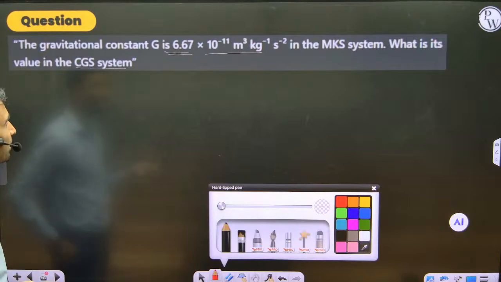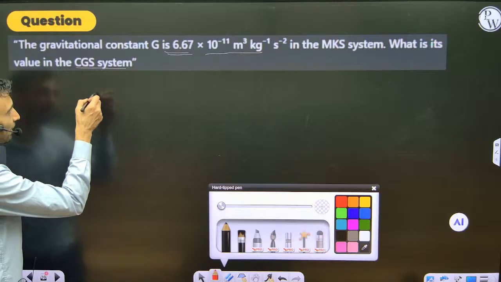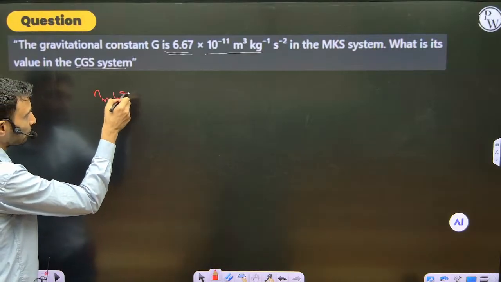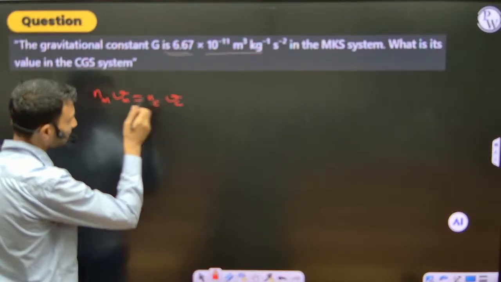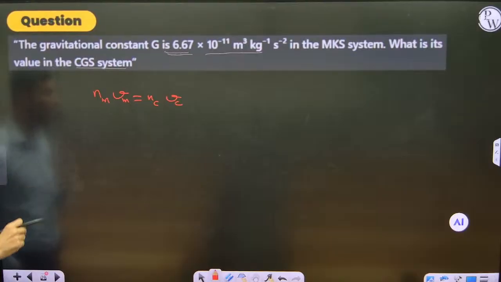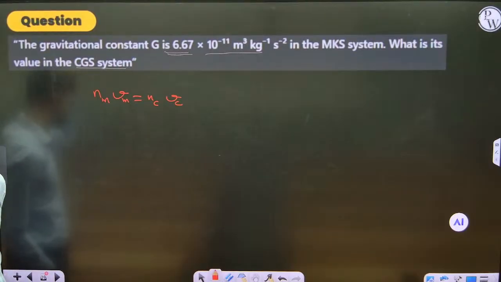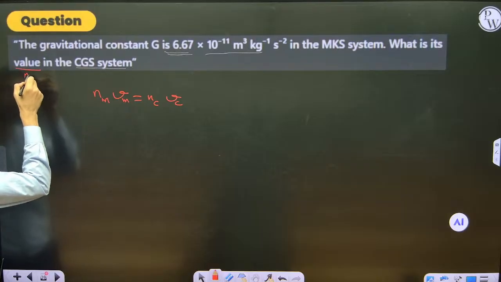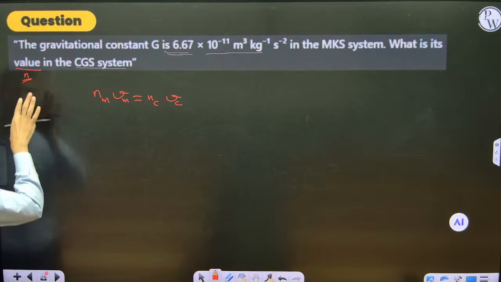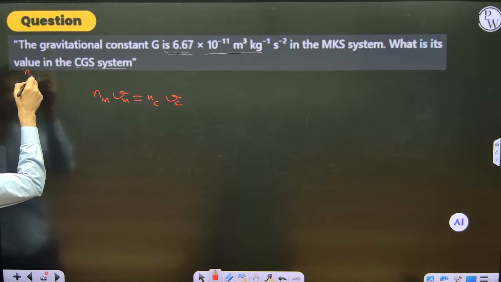So again the same thing, you see, over and over again we are doing the same thing. There's nothing new we are doing. Every time I write N into U in MKS is equal to N into U in CGS. Every time we have to do this in this type of question. This is the one formula that we have to use and get all our answers. And you have to find the value in the CGS. Value means numerical value, right? Numerical value in the CGS system means you have to find N CGS.